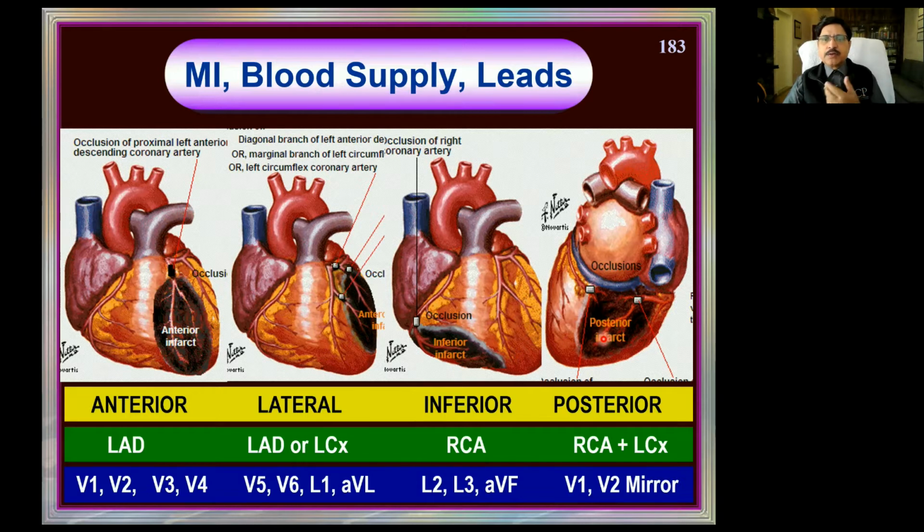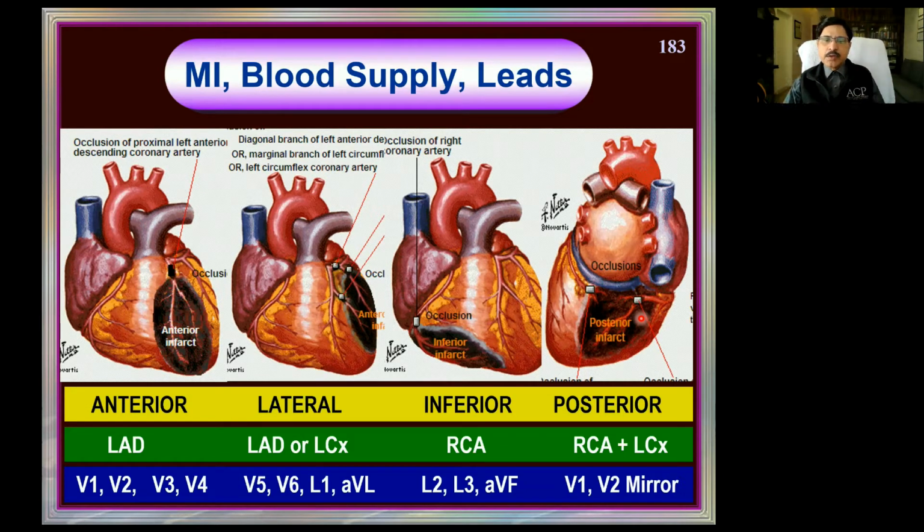This is the surface which is not visible to us. It is exactly behind the anterior surface, anterior to the esophagus and the posterior structures like the vertebral column, aorta and all. Any changes here are reflected in an inverted or mirror image way in the anterior leads. So, posterior infarct can be diagnosed by mirror changes in the anterior leads like V1 and V2. This posterior surface is supplied by both the RCA and the LCX. The posterior surface has 2 parts, the right part and the left part. The right part is by the RCA, the left part by the LCX.